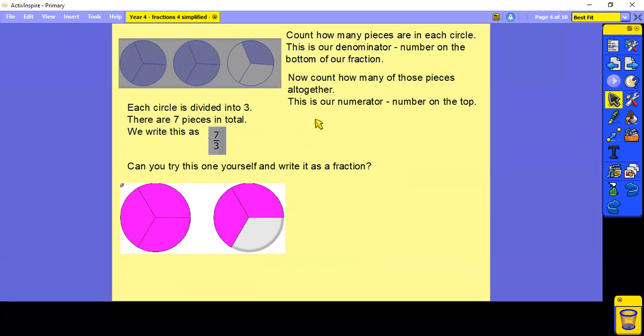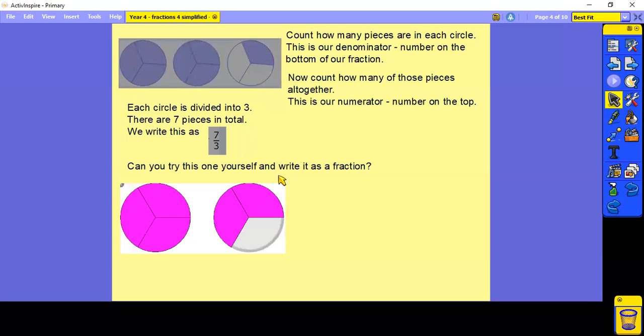So we count how many pieces are in each circle. And this is our denominator, the number on the bottom of our fraction. So here you can see that this circle has been split into 3 parts. So our denominator is going to be 3. We now count how many pieces there are altogether that have been coloured in. This is our numerator, the number on top. And there are 7 pieces in total that have been coloured in. So we write this as 7/3.